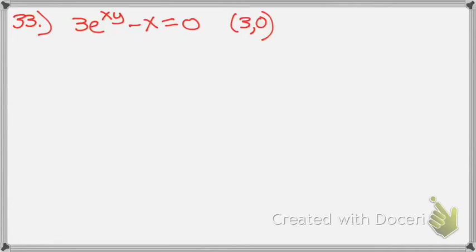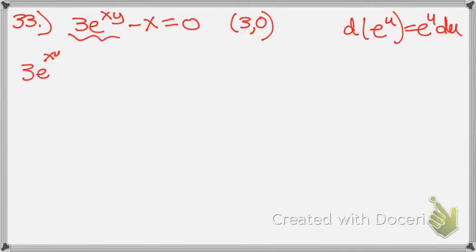Okay, 33. This one I'm evaluating the derivative. So the first term, the derivative of e to the u is e to the u times the derivative of u. So this is trickier than it looks. It's 3 e to the xy times the derivative of xy. Okay, and we'll come back to that.